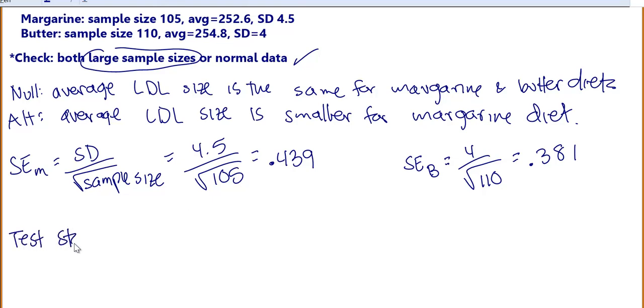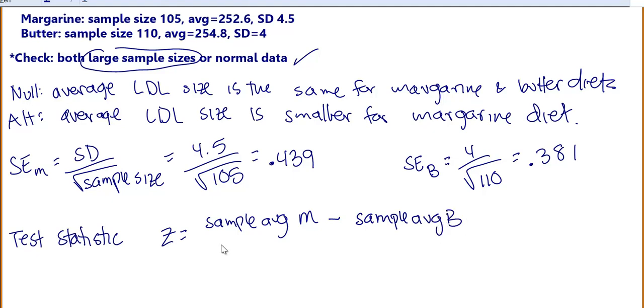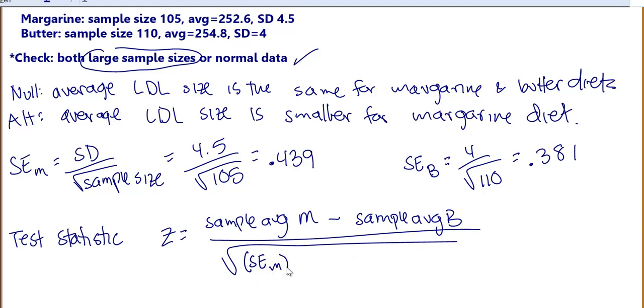Now we can do our test statistic. Z is going to be my sample average. Just because I wrote margarine first up above, I'm going to continue writing margarine first. So sample average for margarine minus sample average for butter, over the square root of the standard error for margarine squared plus the standard error for butter squared.